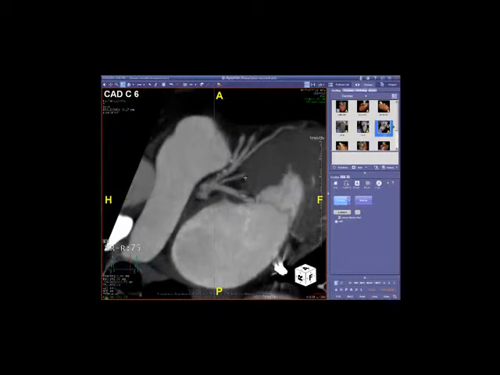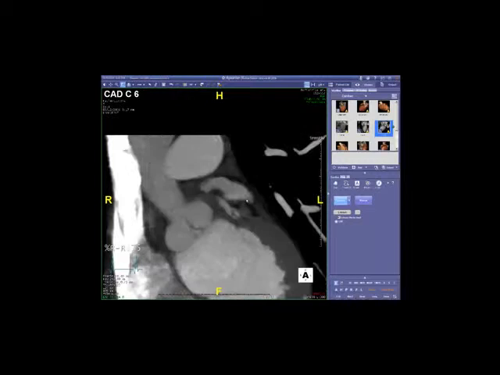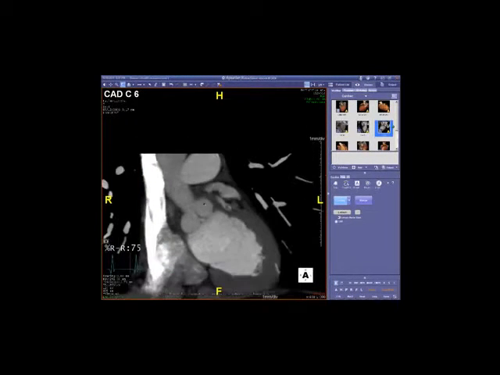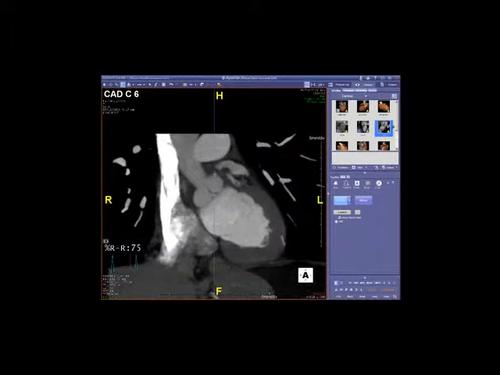Let's finish up by looking at the right coronary, and to do that I'm going to start out here in this anterior view, and then I'm going to rotate the heart.